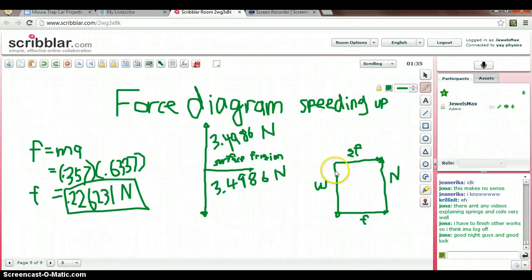So this is the sum of my forces. Weight and normal force cancel each other out, or they're equal to each other, and then this is friction. The sum of forces is in this direction because it's speeding up in that direction. That's the direction of its acceleration. So that means force is equal to the sum of forces, which means force equals mass times acceleration.